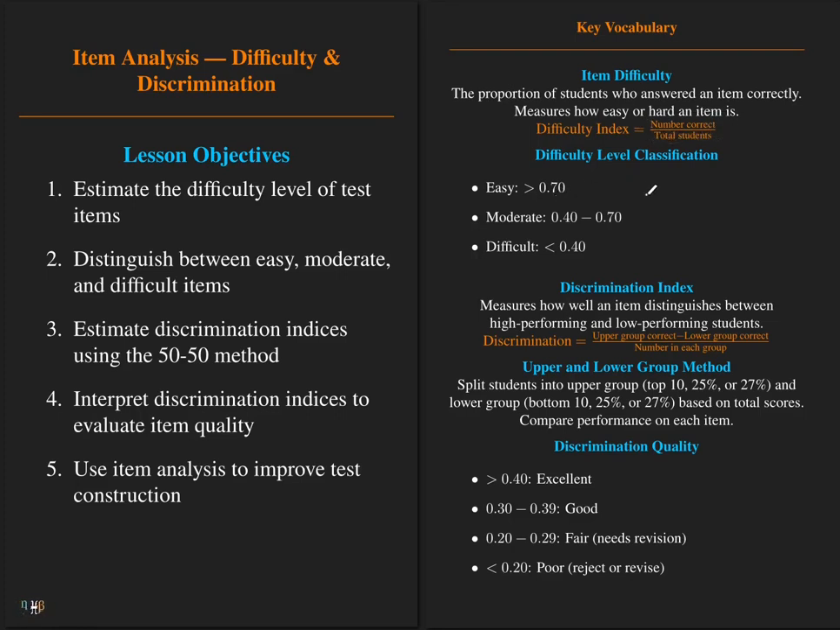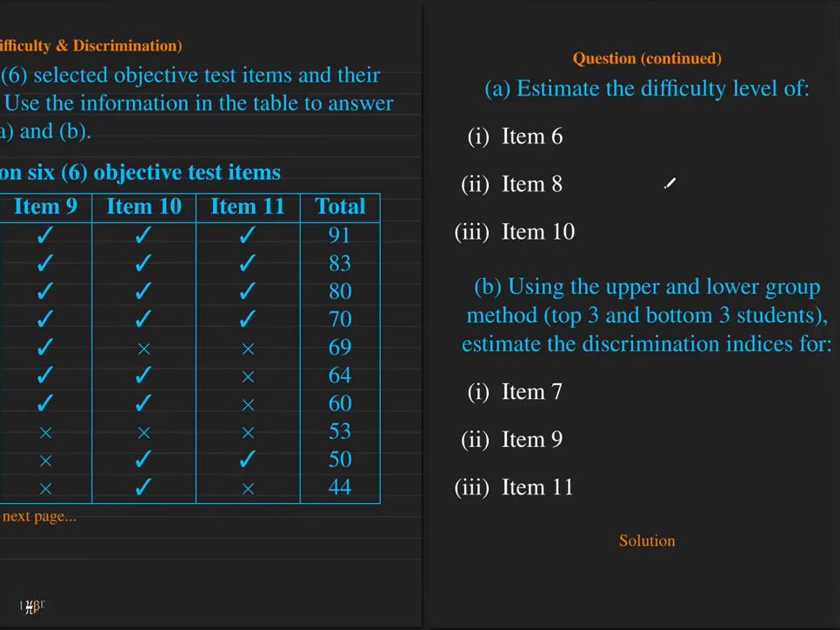You see that? So for what we have over here, for item 6, first of all, we already know the total number of students. So we can say total number of students, let's just say T is equal to what? 10. So if there are 10, let's go to item 6 and then let's look at the number of students who had it correct.